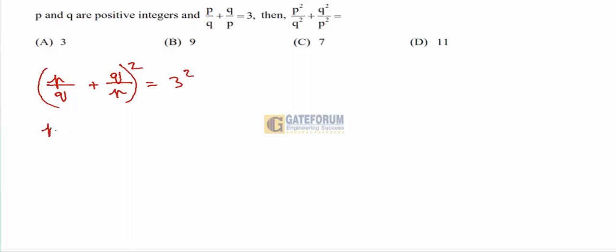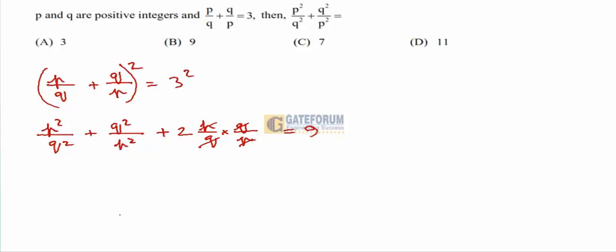So this becomes P square by Q square. A plus B whole square is A square plus B square plus 2AB. So this is the B square that I am writing, plus 2AB. But when I write 2AB, so A and B cancel with each other and create 1. This is equal to 9. So I can say that P square by Q square plus Q square by P square will be 9 minus 2, that is 7. So this is our answer. It's fairly simple.